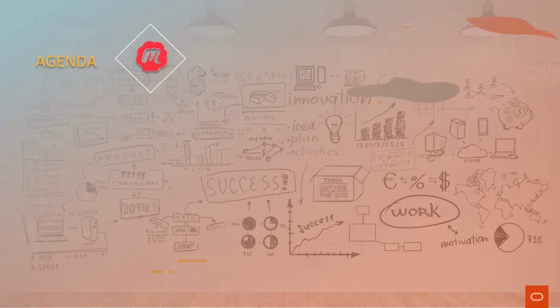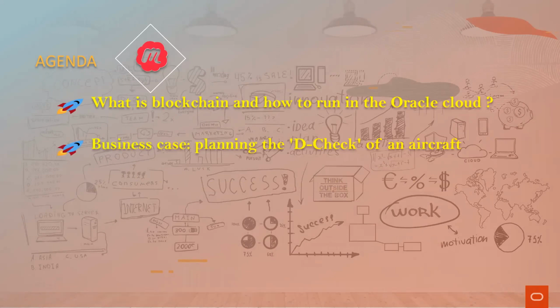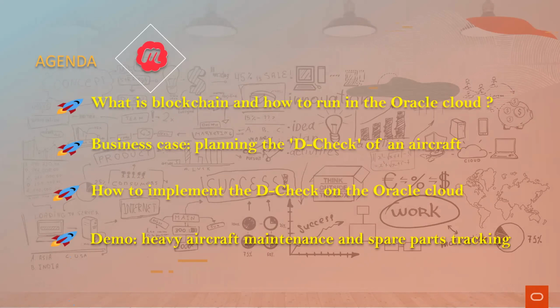The agenda of our webcast covers the following topics. The first one: what is blockchain and how to run it in the Oracle Cloud? Then we discover the business case, the planning of the D-check of an aircraft by Robert, how to implement the D-check on the Oracle Cloud, and finally, the demo: the heavy aircraft maintenance and spare parts tracking using our intelligent mini robot COZMO.